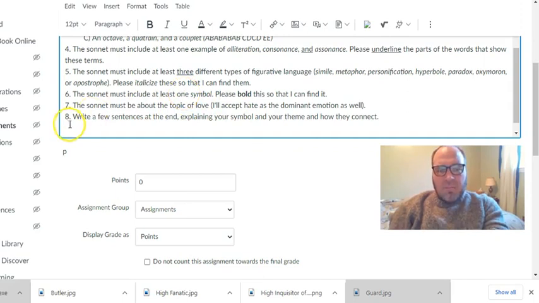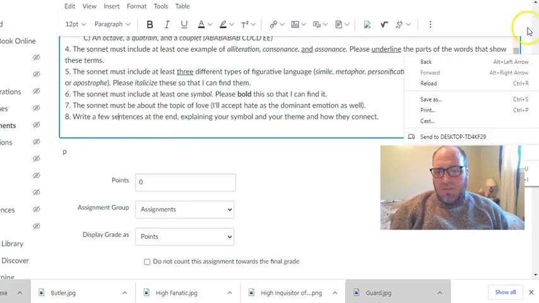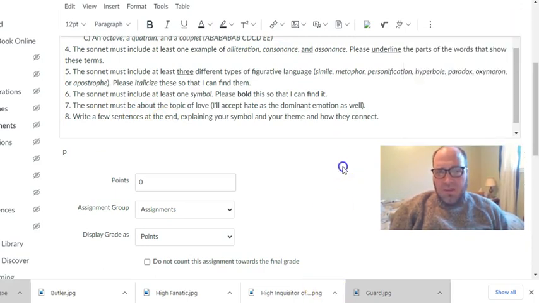And then number 8, you got to write a few sentences at the end and just explain your symbol and your theme and how they connect, like what you're trying to do with the poem, just so that I can make sure that I see those things. Because just because you bold a word doesn't mean that I see the symbolism and what you're trying to do with it. So I want you just to write to me and let me know what those things are. Should be pretty straightforward. I'm hoping that most of you can all show your mastery of the sonnet form, and we'll get an A on this thing.